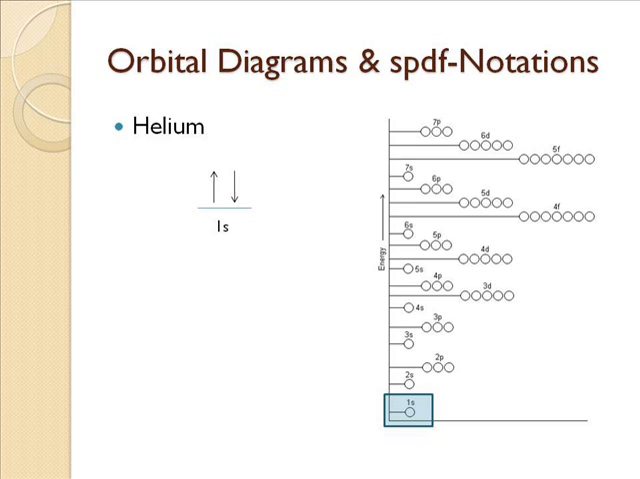The SPDF notation once again is simple. There are 2 electrons in the 1s sublevel, so we write 1s2.